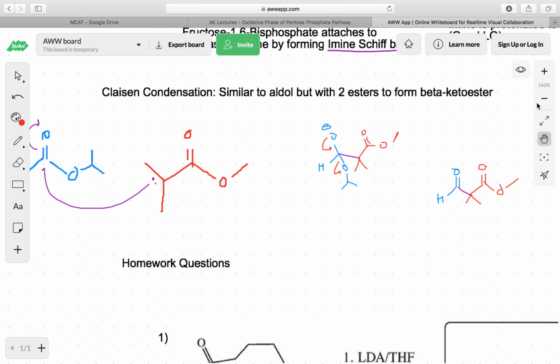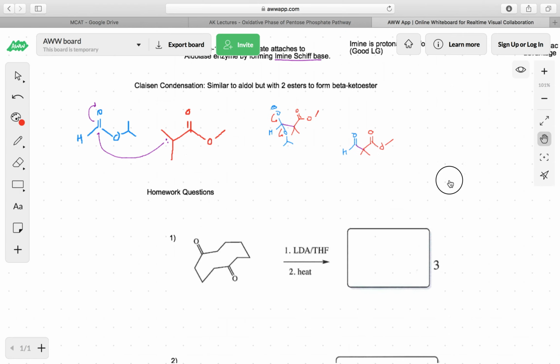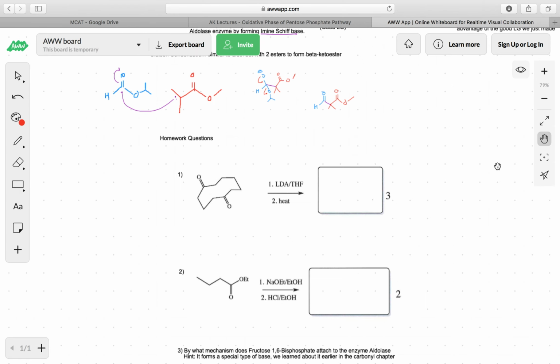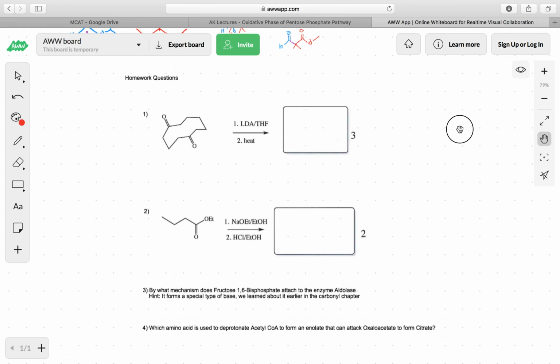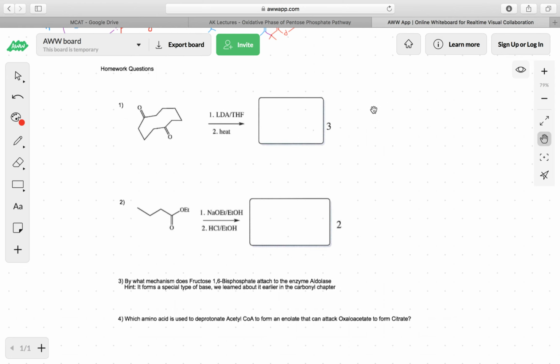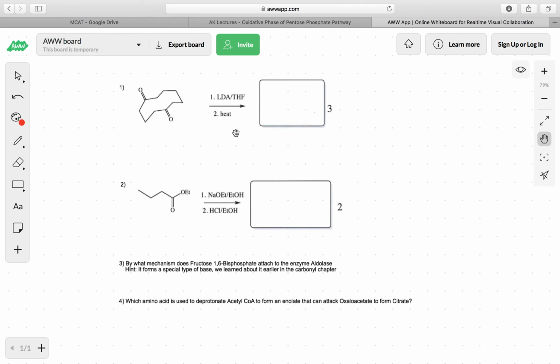So now I'm just going to give you guys some homework questions if you're in my class. There's 4, but they're pretty short, nothing too crazy. If you can just send in a picture to me by the end of the week, that'd be good. So here, think intermolecular, because there's 2 carbonyl groups. So let's see what happens over there. And remember, there's heat. So remember what heat does in an aldol reaction. That's the only hint I'm going to give you.